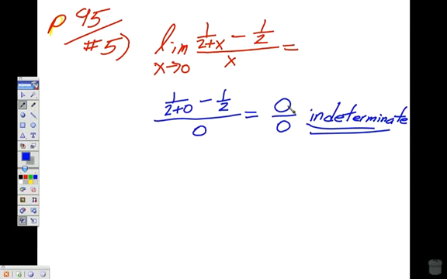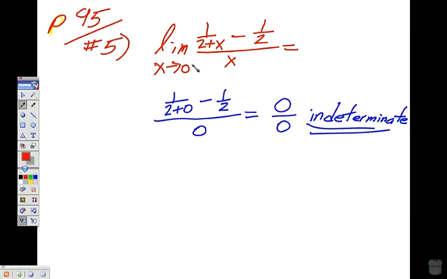If this had turned out to be 0 divided by 3, okay, we can do that. 0 divided by 3 is 0. If it had turned out to be 3 divided by 0, we could do that too. We could say that limit does not exist. But if it's a 0 on the top and a 0 on the bottom, we can't say one way or the other what's happening. So we got to do some other stuff.